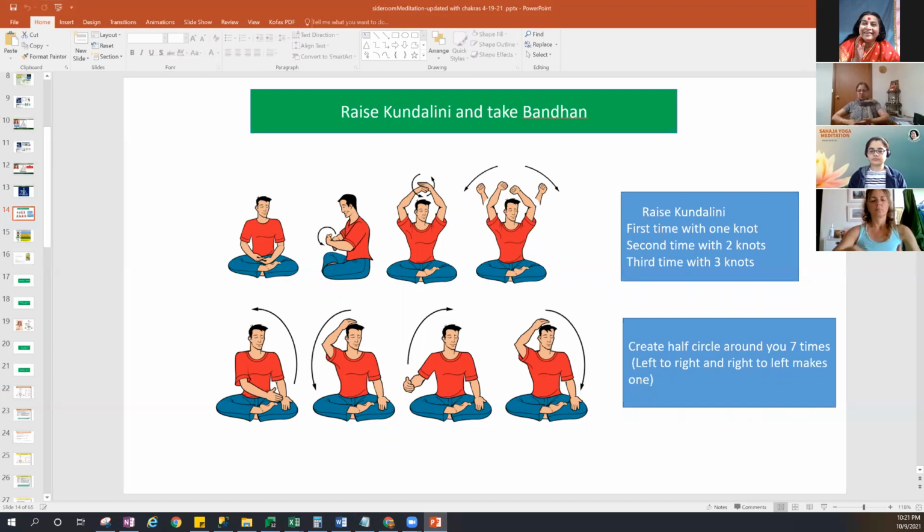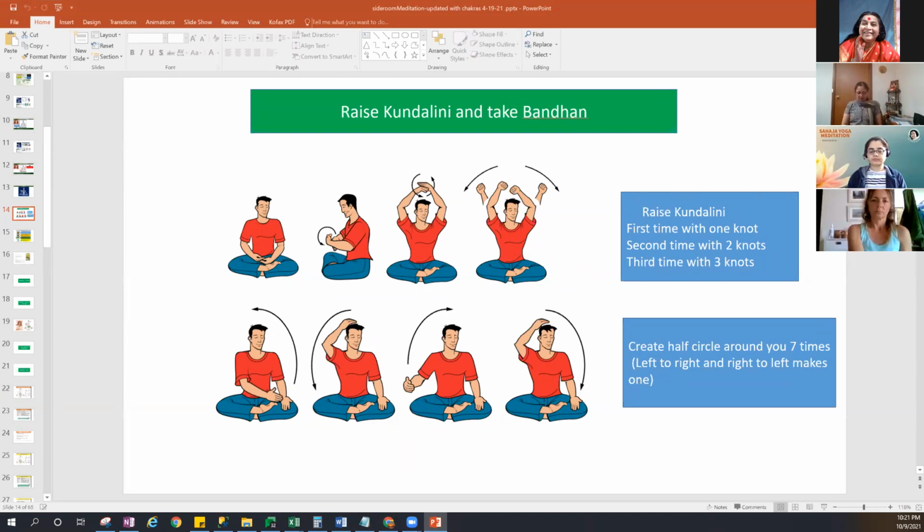Nice and slow, raising up, feeling the Kundalini coming up, feeling the vibrations, the energy flowing. And then three knots up. The knotting is just to help the Kundalini stay up as we are meditating, maintaining the connection.